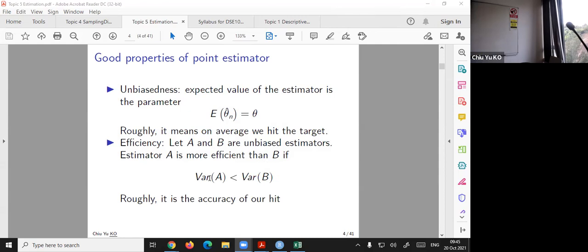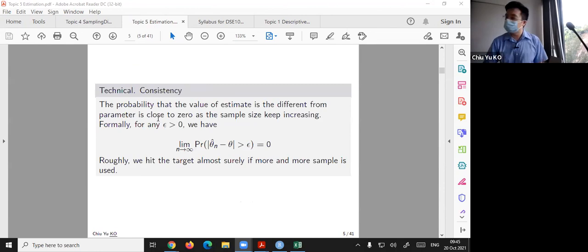And if you are unbiased and your variance is decreasing in n, which is usually the case, because with more n we are more accurate, then unbiased usually implies consistency. Because usually when you have more samples, your estimate will be more accurate. So that's why unbiasedness usually implies consistency. But consistency doesn't equal unbiasedness, but it is usually the basic requirement.